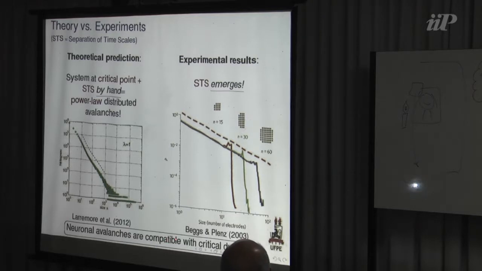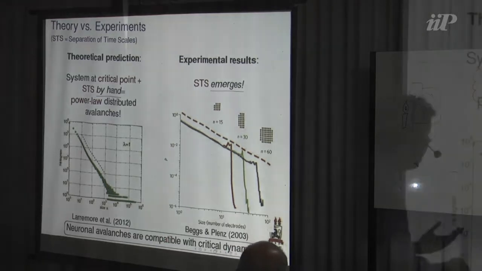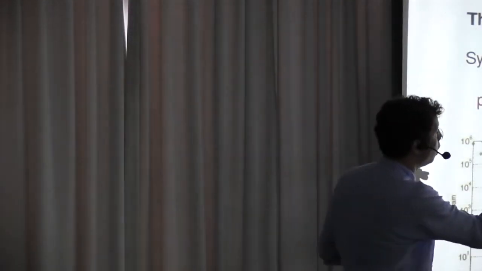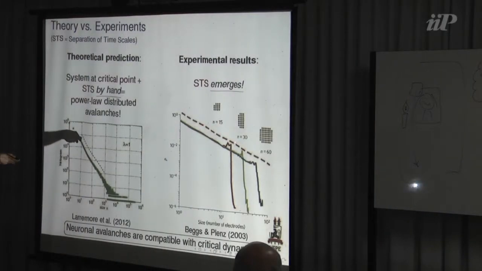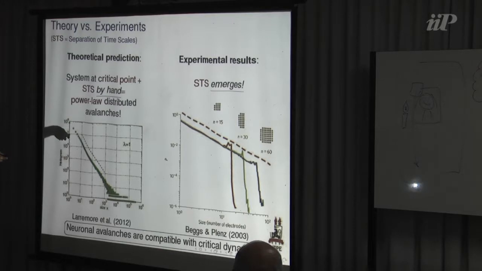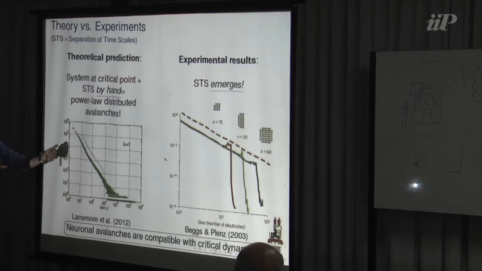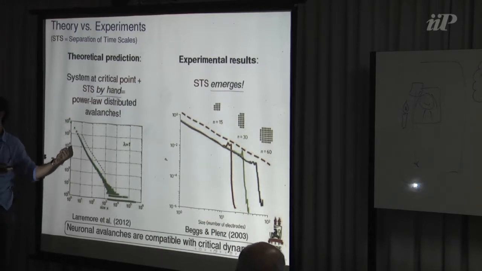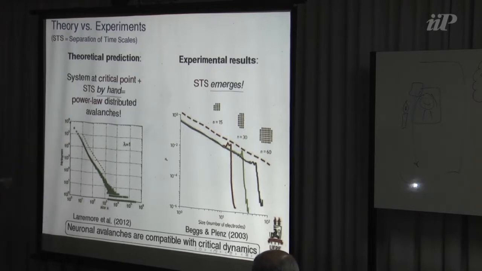Namely, experimental neuronal avalanches are compatible with critical dynamics, and the exponent is the same. What John and Dietmar measured here is an exponent of 3/2. So you can revisit the model and ask, what do we know about the model? What do we know about the exponents?